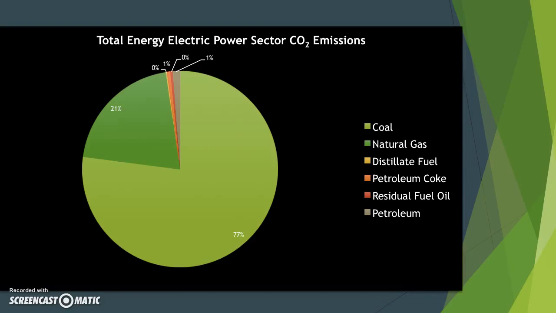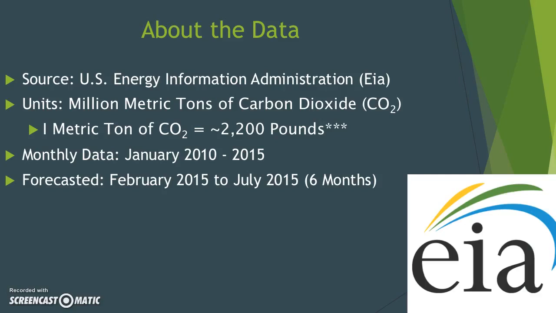So if you didn't know what that means, pretty much I looked at the total energy of different kinds of fuel sources. So if you look at the pie chart, coal is the highest and the others are not so much. So about the data, the source I used was the United States Energy Information Administration, also known as EIA. The units that my data was in is million metric tons of carbon dioxide. So I didn't know what that meant exactly at first, but I did some Google magic and it turned out that's about 2,200 pounds. So a lot of carbon dioxide.